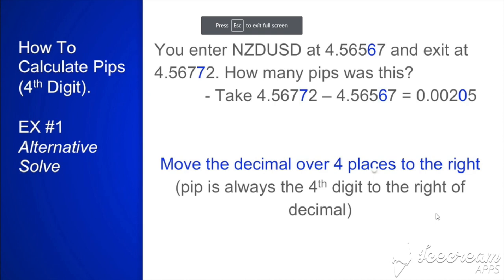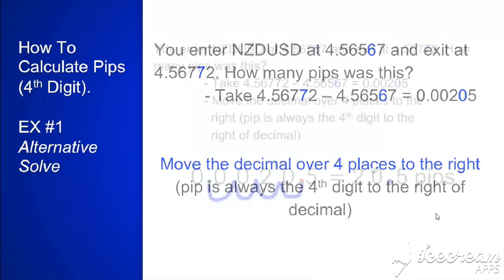If you move the decimal over 4 places to the right, remember, the reason why we're moving it 4 places to the right is because the pip is the 4th digit to the right of the decimal. So if you take that point where it says equals 0.00205 and you slide that thing over 4 places, you will get the same answer.